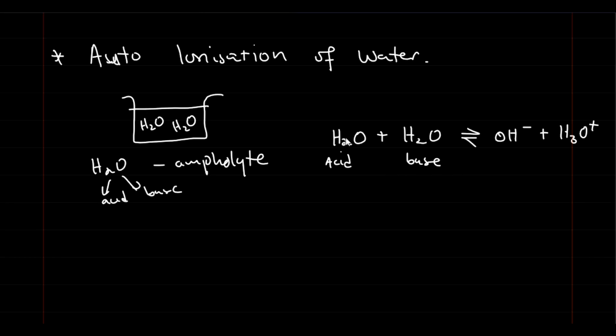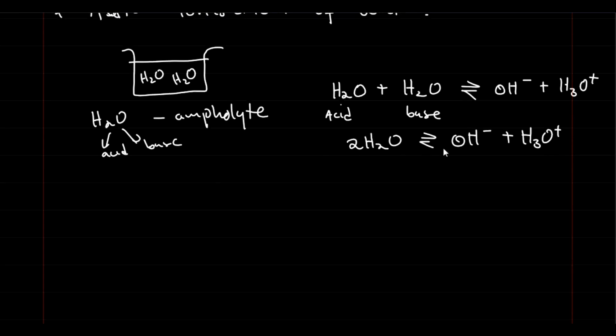Now we can see that here I have water and water, so I might as well say two water molecules giving us hydroxide plus hydronium ion. Okay, that's all there is to auto ionization of water. As you can see, we have a reversible reaction, meaning we have a rate at which the forward reaction is taking place and a rate at which the reverse reaction is taking place. So we can find an equilibrium constant of this reaction.